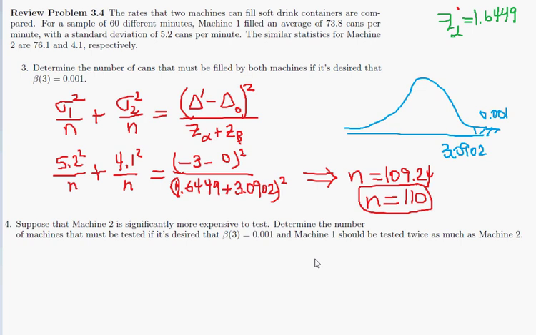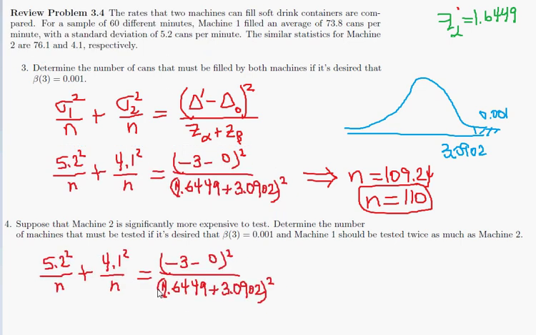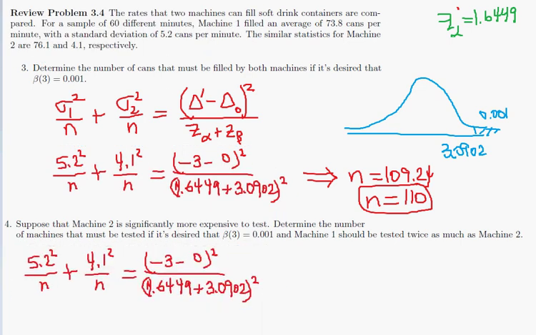Finally, for the last part of this problem, suppose that machine 1 should be tested twice as much as machine 2, then determine the number of tests that must be done. So the formula is going to look an awful lot like the one that we just did, so let me just simply copy that and use that as my starting point. Except this time, the number of times that this first machine must be tested must be twice as large as the amount for the second machine. So I have a very similar looking formula, except I have different denominators.